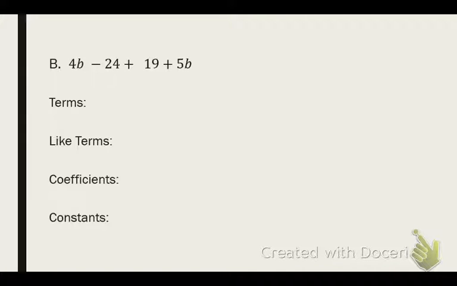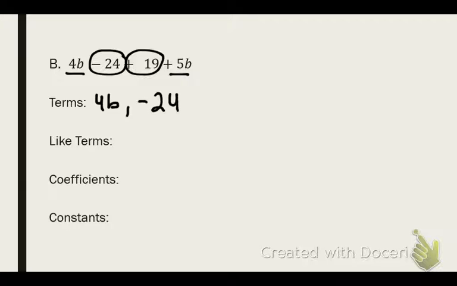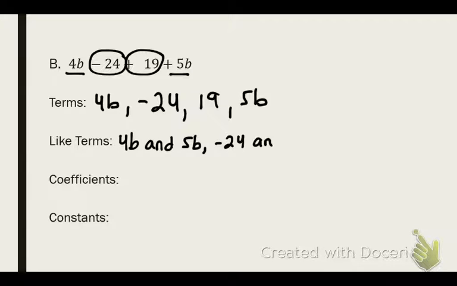As I just walked around, I saw a lot of people who remembered they underlined the B family. They circled their constants. If you didn't, that's okay. You just want to make your notes look like mine. The terms, you can see there are 4 different terms here. 2 thumbs up if you got these 4 terms. Very good. What are my like terms, class? 4B and 5B. Negative 24 and 19. Very good. Just the girls, what's my coefficients? 4 and 5.